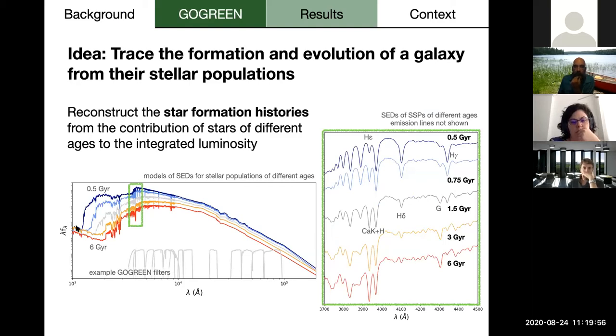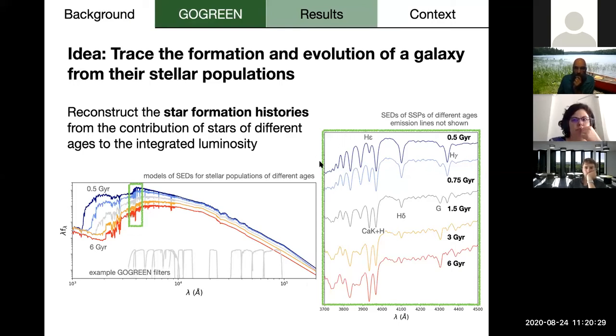So just another cartoon showing a set of example GO-GREEN filters, where just with broadband photometry, you can try to capture the overall evolution in the shape of the SEDs as a function of their age. But there are also significant differences as a function of time on small scales. So just highlighting the rest frame optical region here in this green box, you can see that over small wavelength scales, there is also additional noticeable evolution.